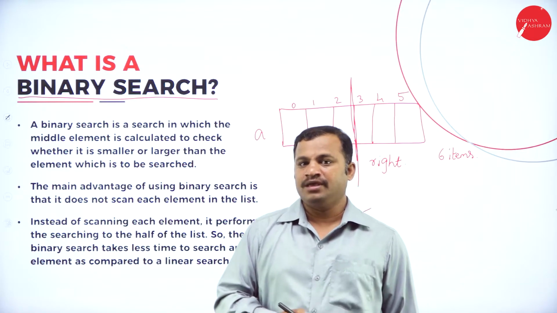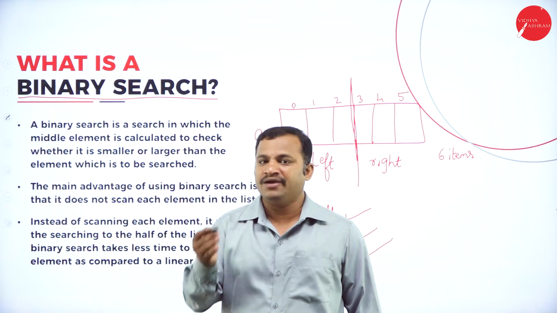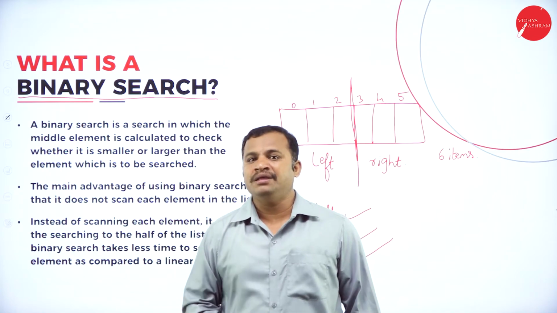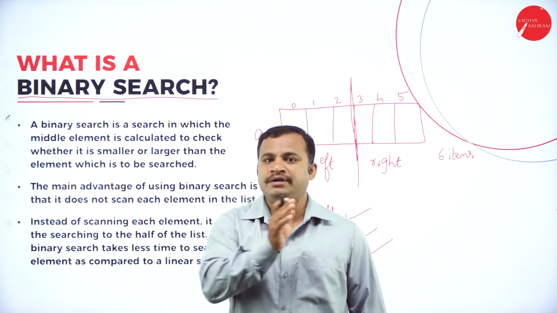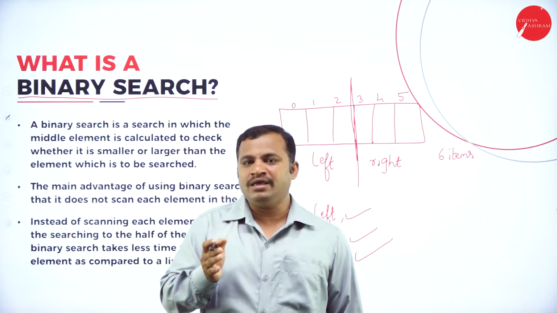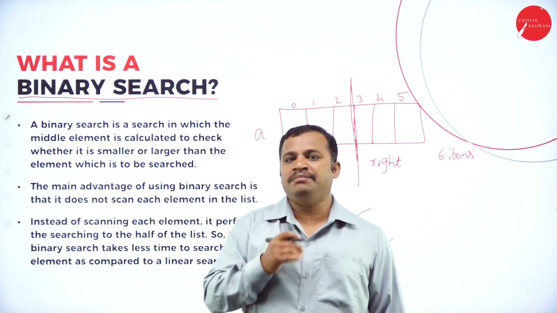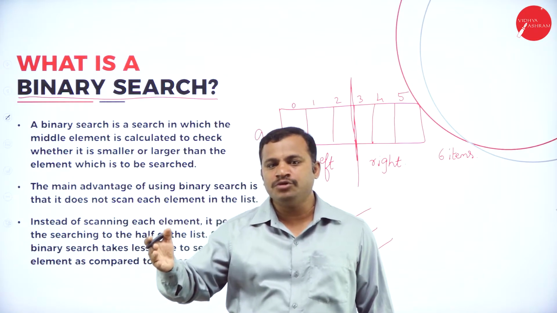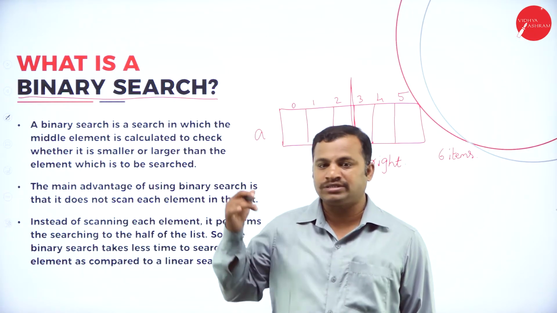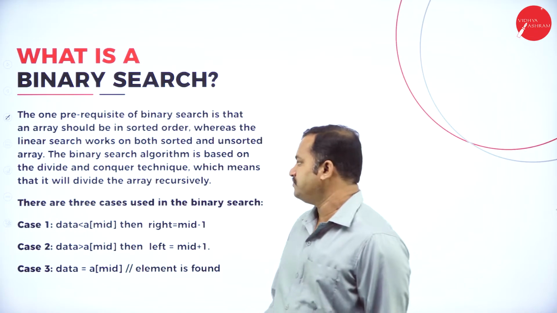That means if I have an element to be searched in the list, and if the element to be searched is greater than the middle element, we will shift the left parameter to mid plus 1. Similarly, if the element to be searched is less than the middle element, then we shift the right parameter to mid minus 1. The same conditions are going to be applied in the next slide.